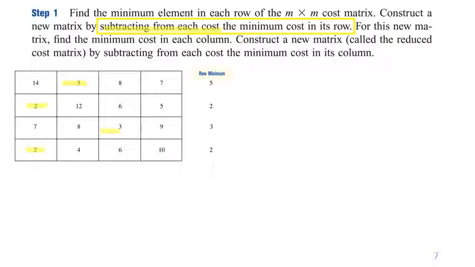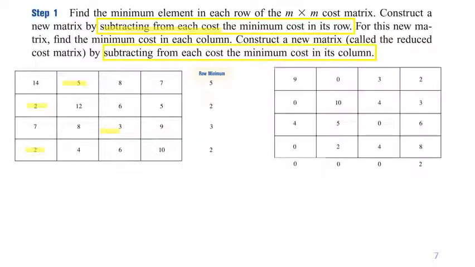Subtract each row by its minimum. So now this is how the first row looks. 14 minus 5 becomes 9, 5 minus 5 becomes 0 in the new table, and so on. Just convince yourself that this new matrix comes from the old matrix, where we subtract from each row its row minimum.